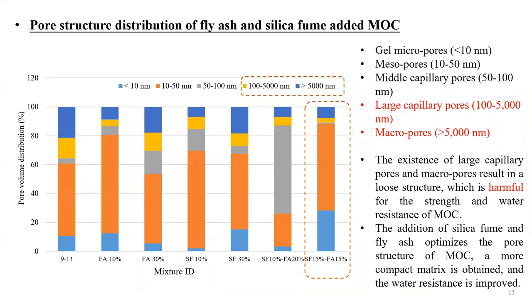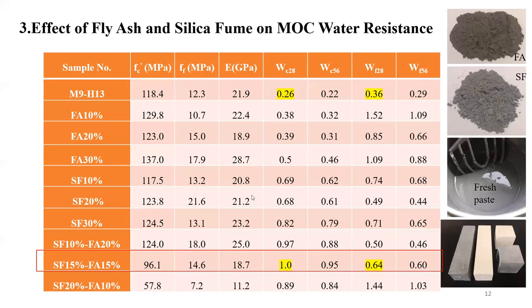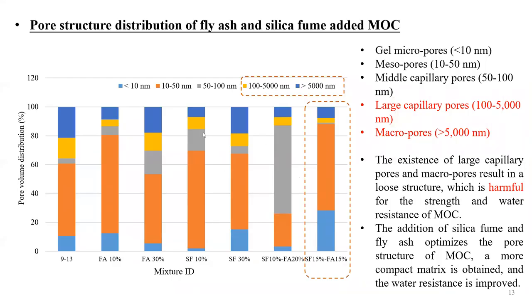But then we analyze the pore structure distribution. We want to find out why this is the result, especially comparing these two different combinations, and why silica fume 15%, fly ash 15% is the most promising mix. So we do this pore structure distribution analysis. You can see in this bar chart, the different colors show the size of the pores.